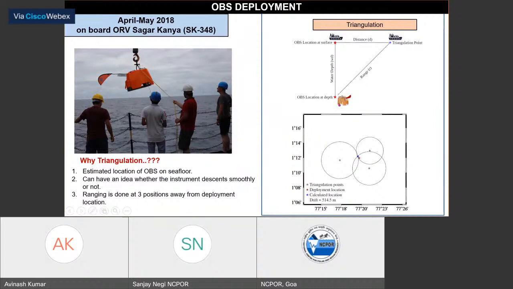Actually, this is the case where deeper phenomena are being studied. But if someone wants to study local phenomena, meaning local observations like local earthquakes, in that case this triangulation and the ocean bottom seismometer location has to be very precise. For that, these ranging points should be increased to more than 10, so that the precise location of this OBS can be found out. So this is one of the very important tasks during the OBS deployment.